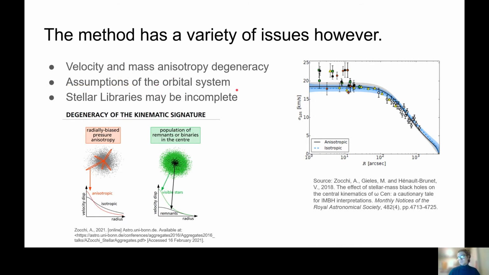We make assumptions about the orbital system, like it being spherical or axisymmetric, or there being a constant mass to light ratio. While they are useful, they may be inaccurate, which means that the mass that we find might not be right. And stellar libraries might be incomplete. The problem this produces is that we may be missing entire things that can completely change our model.